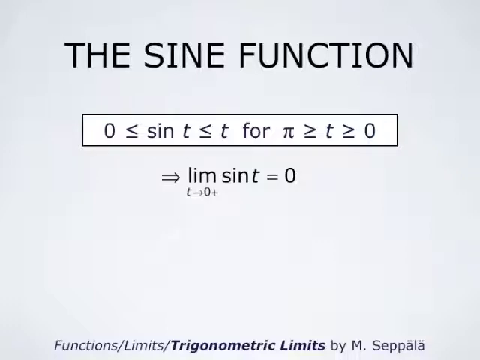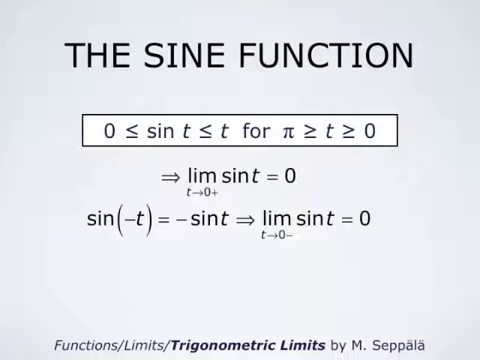So what about the left-hand side? We have that sine of negative t is negative of sine of t. And this means that also the left-hand limit as t approaches 0 through negative numbers of sine of t is 0. And now these one-sided limits of sine of t as t approaches 0 from the left or from the right are the same, and this means that the limit of sine of t as t approaches 0 is 0.